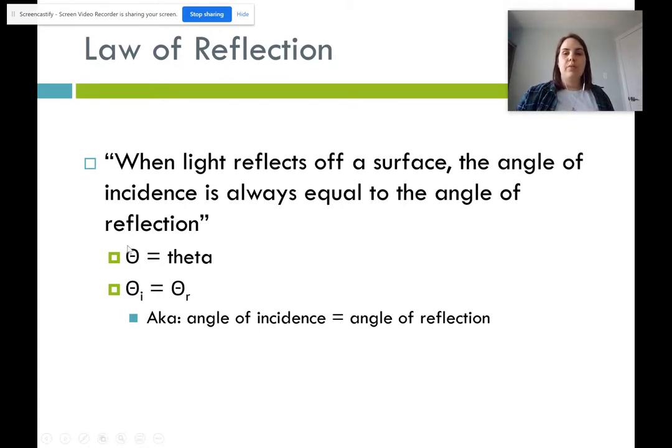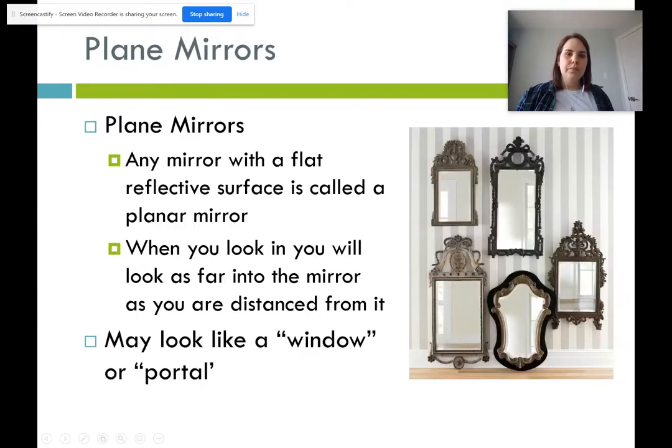Okay, often we represent these angles with the Greek letter that looks like this, an O with a line through the center. It's called theta. So you can write this mathematically saying theta I, or the angle of incidence, the one going into the mirror, is going to be equal to the angle of reflection, or theta R. So this is essentially just saying in short form that the angle of incidence is always going to equal the angle of reflection.